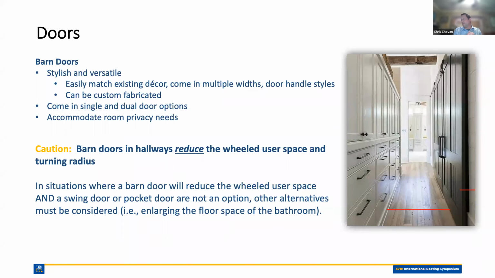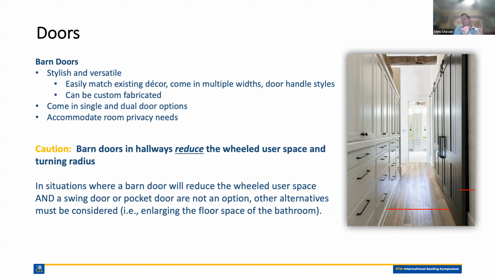This is a nice example here. This is a beautiful hallway to the bathroom with the barn doors, but this individual was in a manual wheelchair, and when they installed the barn doors, it took away so much of that width that they were no longer able to get down that hallway. Need to be careful when we're considering those.